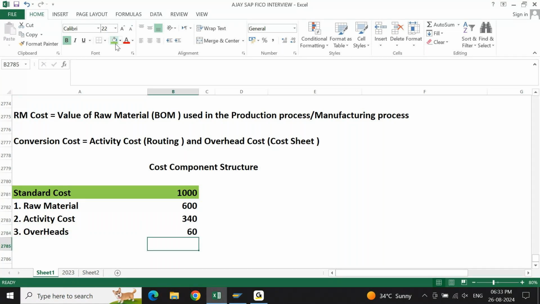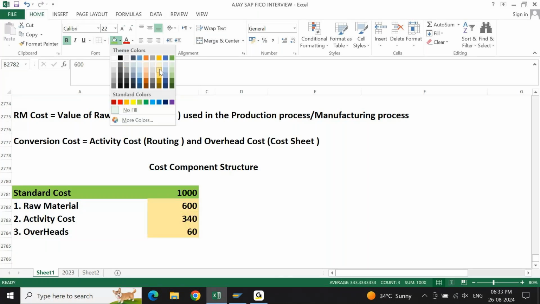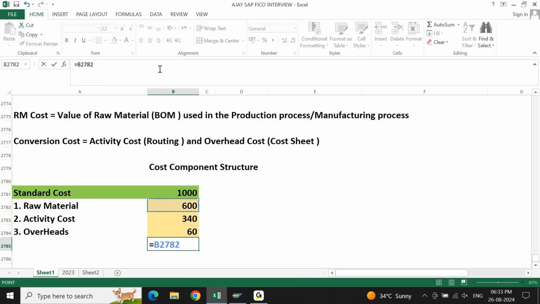Now if I total these three, 600 plus 340 plus 60, is it becoming 1000? Yes. Now my standard cost breakup I am able to get with the help of RM cost, activity cost, and then overheads.